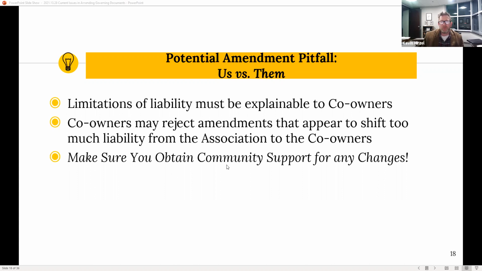But just be careful about making sure that if you are shifting liability, you have a basis for it and you can explain why you're doing it to the community. One way to think about it is that the changes you make in the amendment project should be able to be explained to the community in a way that they can understand and that makes sense to them. You're looking to reduce the liability exposure of the association, but you're not looking to do that at the expense of the co-owner community.